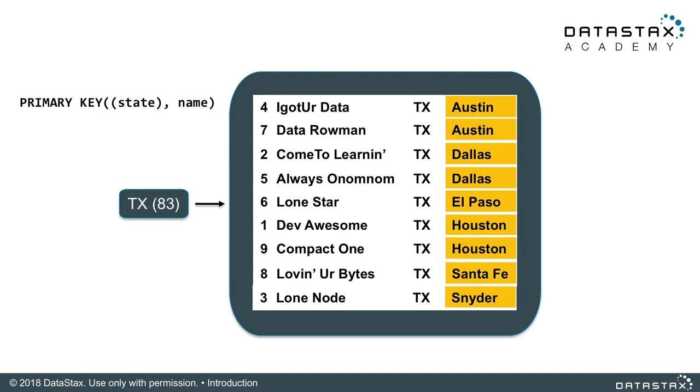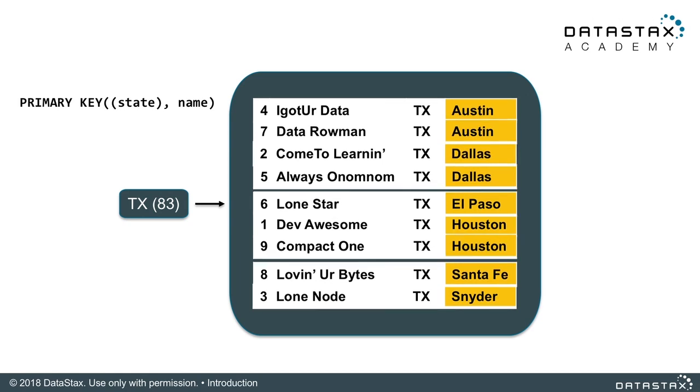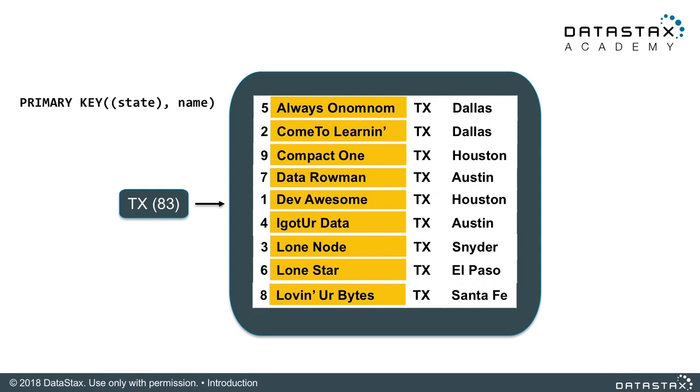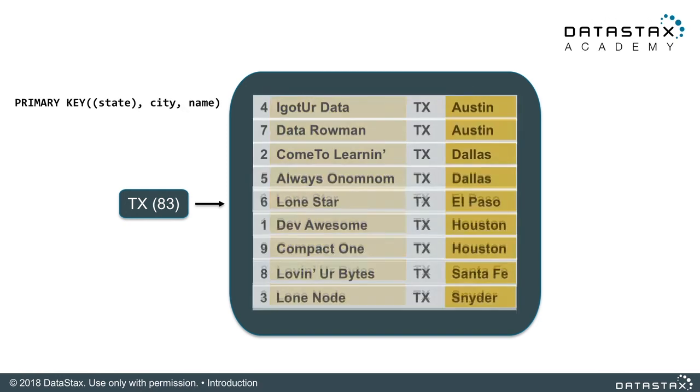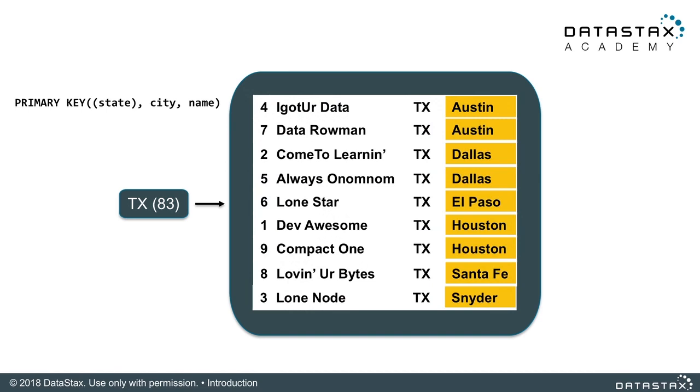But for the sake of example here, I've changed the primary key to be state and name. Now, the name now will be the sorting. So as you can see, now we're sorting by name. The state is a partition key. That means that that's all the data that's grouped together. And in this case, the city doesn't really matter so much because we haven't asked it to be sorted by that. But we could, and in this case, we added it.